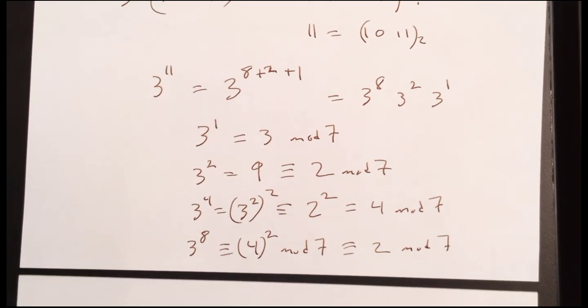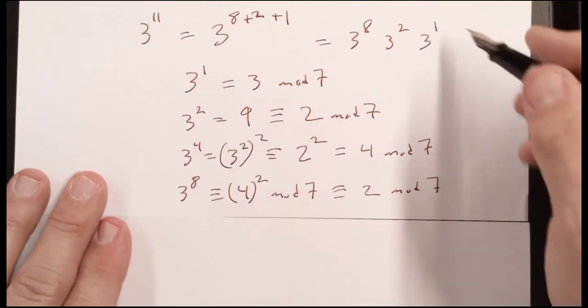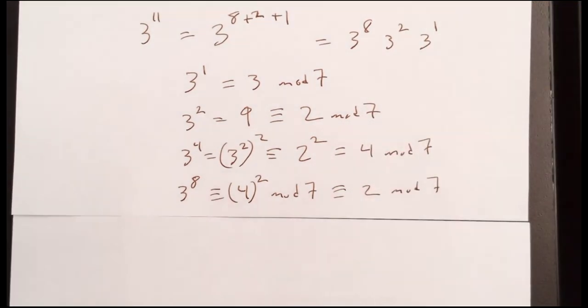So if I'm working mod 7, instead of doing this calculation, by the way, 3 to the 8th is like 6,561. I don't know how many 7s with how many leftovers. I don't care. Much easier to multiply 4 times 4, wasn't it?